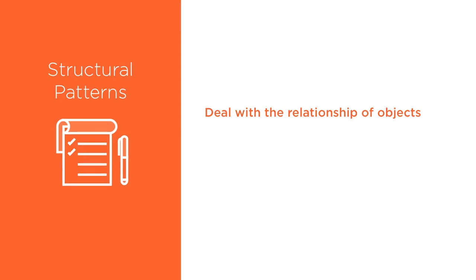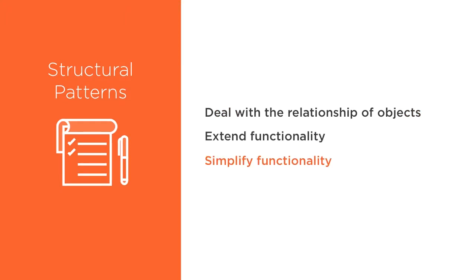Structural patterns, like I said, deal with the relationship of an object, and they do it in two ways. The ones we're going to look at will either extend functionality or simplify functionality. So I've got two extremes here. We're going to talk about the decorator pattern, which is going to extend the functionality of an object. We're also going to talk about the flyweight pattern and the facade pattern, which are going to help simplify functionality, or at least mimic simplifying functionality, to make things easier to use. So it's all going to be about how one object relates to a separate object.